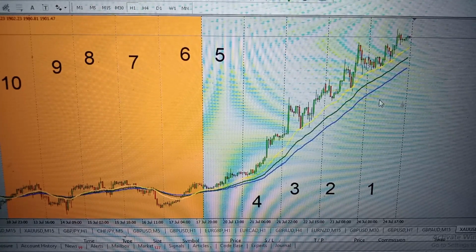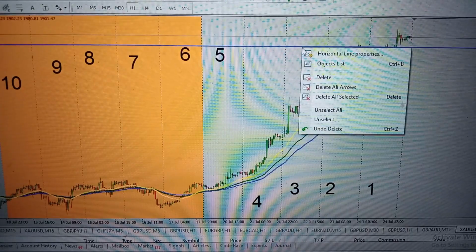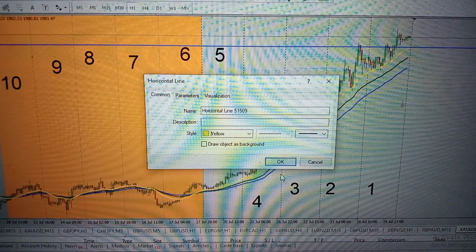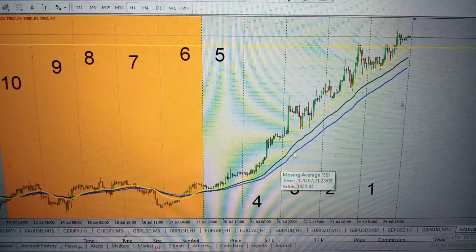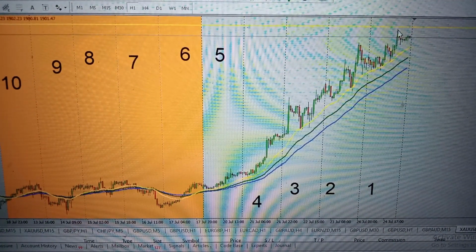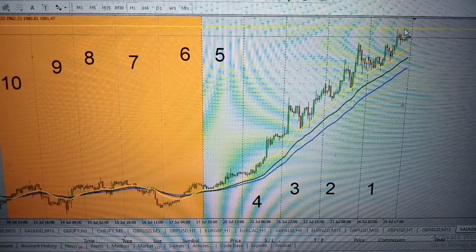Okay, that's that. So the next step is to draw our horizontal lines. The first horizontal line that we are going to draw, the color will be yellow. We are going to draw horizontal lines to map out the previous day high. This is the previous day high, day one. The highest price is around here. So we're just going to place this yellow horizontal line directly above that high price.